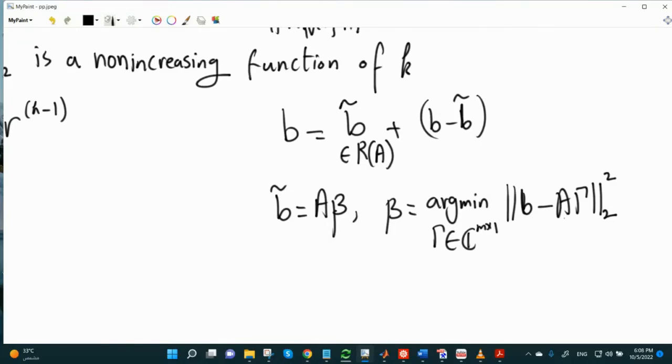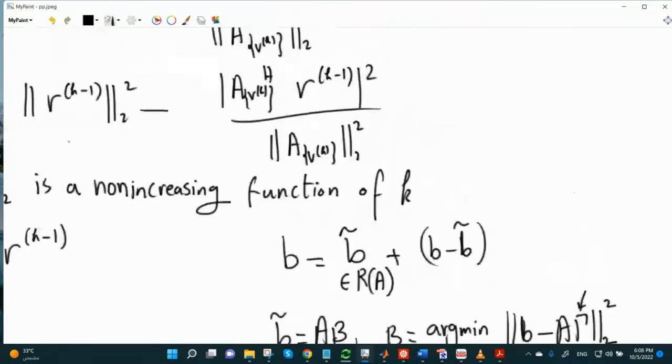All columns. This will give you the least residual from the point of view of the residual. Okay. But note that, why not just doing this? Note that this gamma vector is not necessarily sparse.